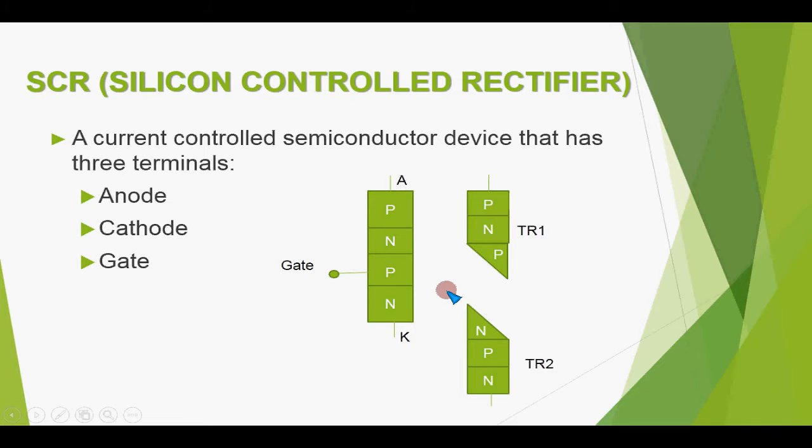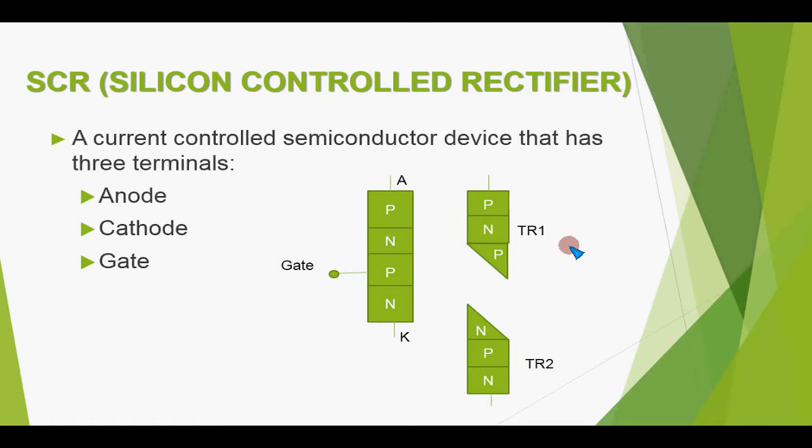If the two centers of the SCR are split diagonally, then it will become two interconnected transistors, the TR1 and the TR2. The TR1 would behave as the PNP transistor, and the TR2 will be the NPN transistor. With the anode positive to the cathode, the base collector junctions are reverse biased, and apart from a small leakage current, no current will flow.